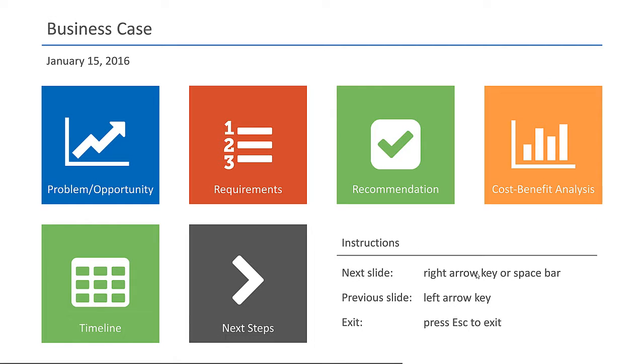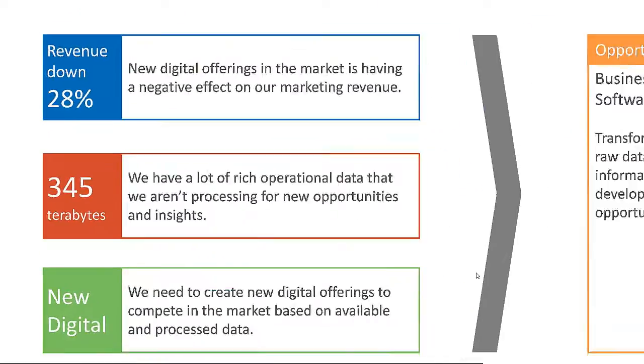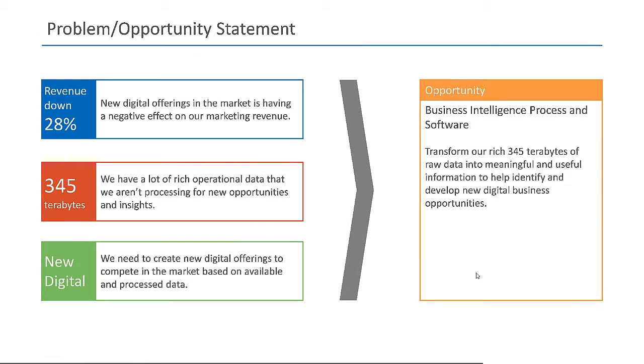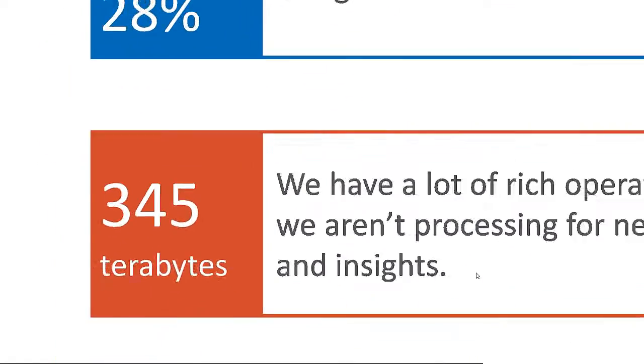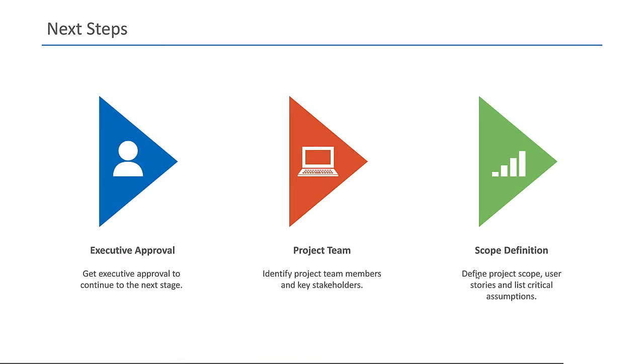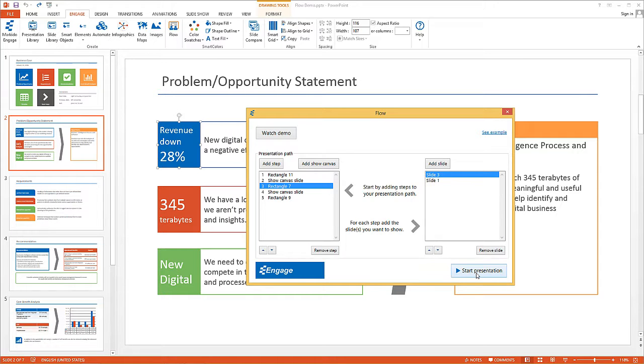It's going to reveal this other slide. And now we're going to zoom back out. And then finally, I think the last step was the 345 terabytes section, and it will reveal this slide. So what I'll do is click on the Escape button, and I'm back here, and I can close this.